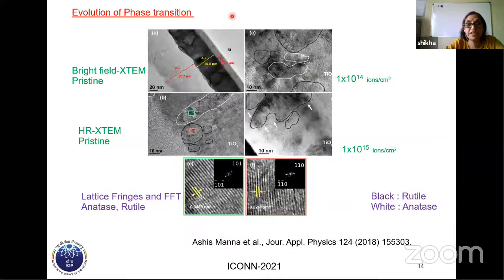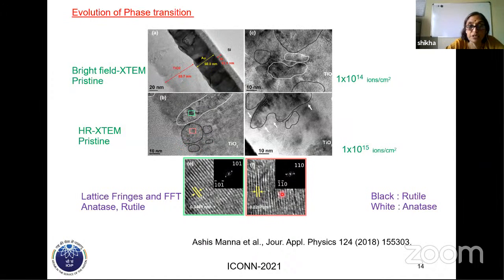So these are some TEM images. This is for the pristine sample. If you see, there is TiO2 sitting on gold, nickel, and silicon. And this is the high resolution TEM where we see anatase. This white contour is anatase, and the black contours are the rutile portion.